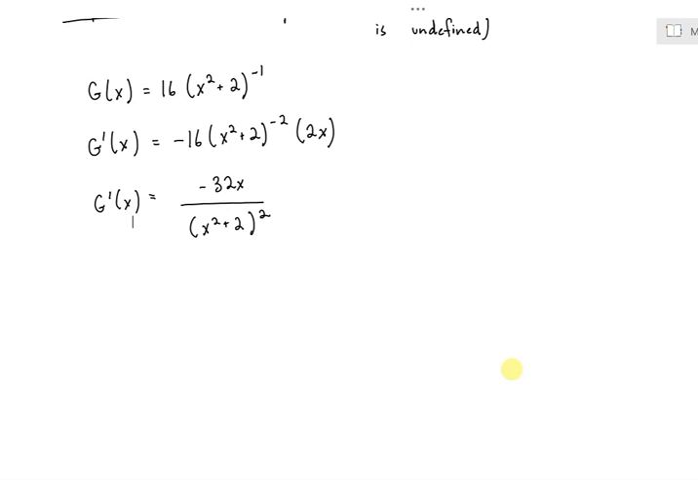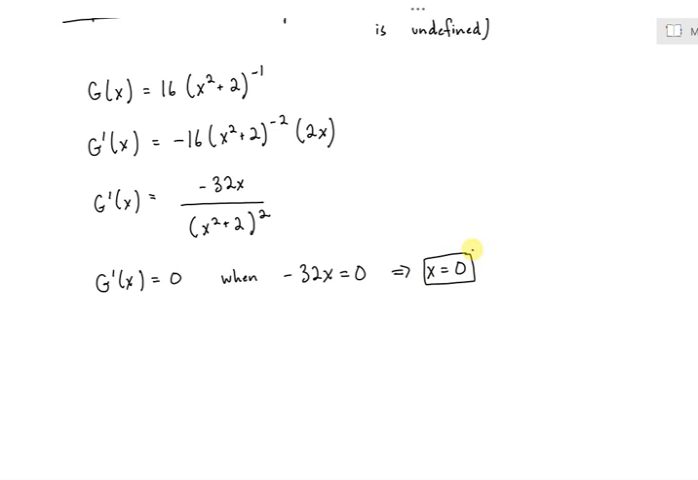A fraction or a quotient like this is 0 exactly when the numerator is 0. So let me write that down. G prime of x equals 0 when negative 32x is equal to 0. If you think about 0 as a fraction, it has to be 0 over something. So negative 32x is 0 exactly when x is 0. So we have a critical point at x equals 0.